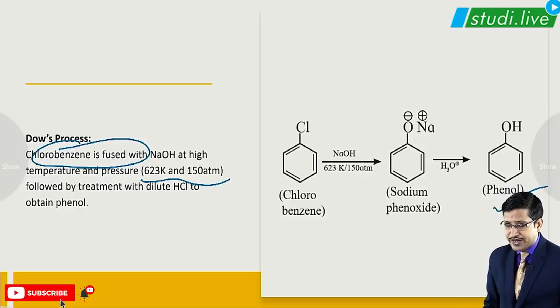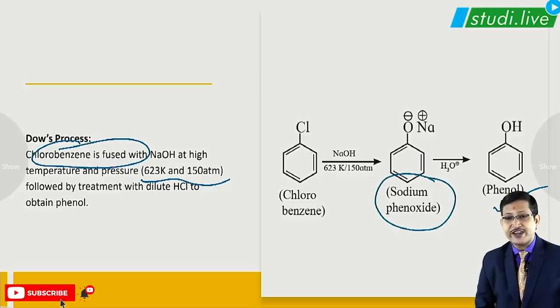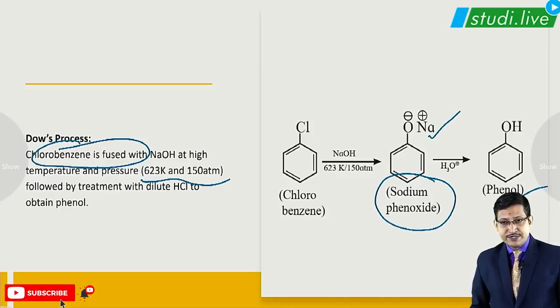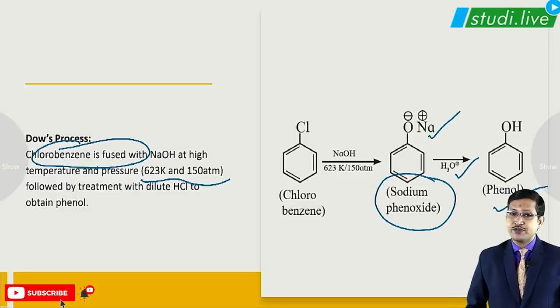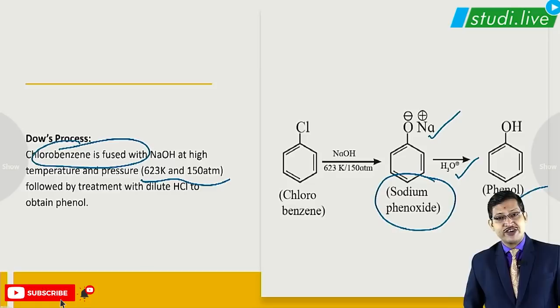Directly, phenols are not obtained. It is a stepwise reaction. First it will give you sodium phenoxide. What is that sodium phenoxide? This is O minus Na plus. So first sodium phenoxide, and that sodium phenoxide on reaction with acid gives you phenols. So the reaction: chlorobenzene is fused with NaOH at high temperature and pressure. And what is that condition? 623 Kelvin and 150 atmospheric pressure, and it gives you phenols.